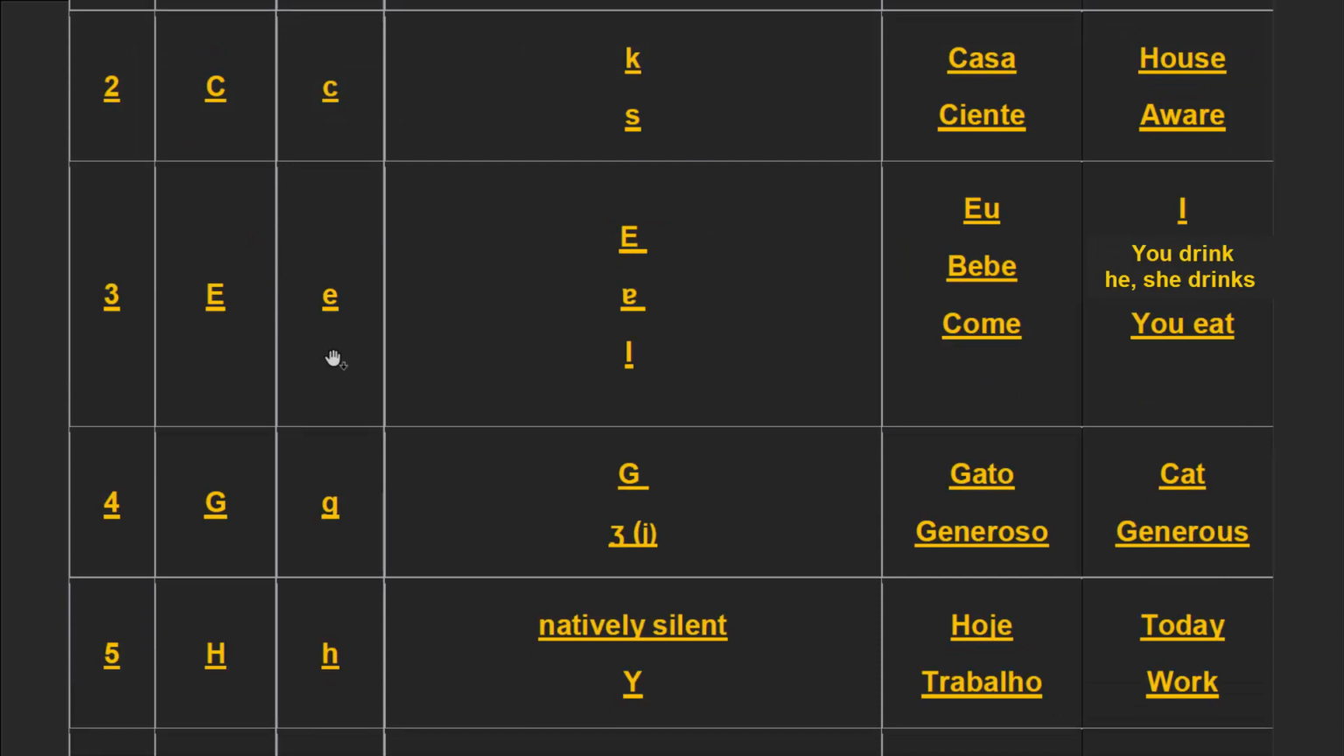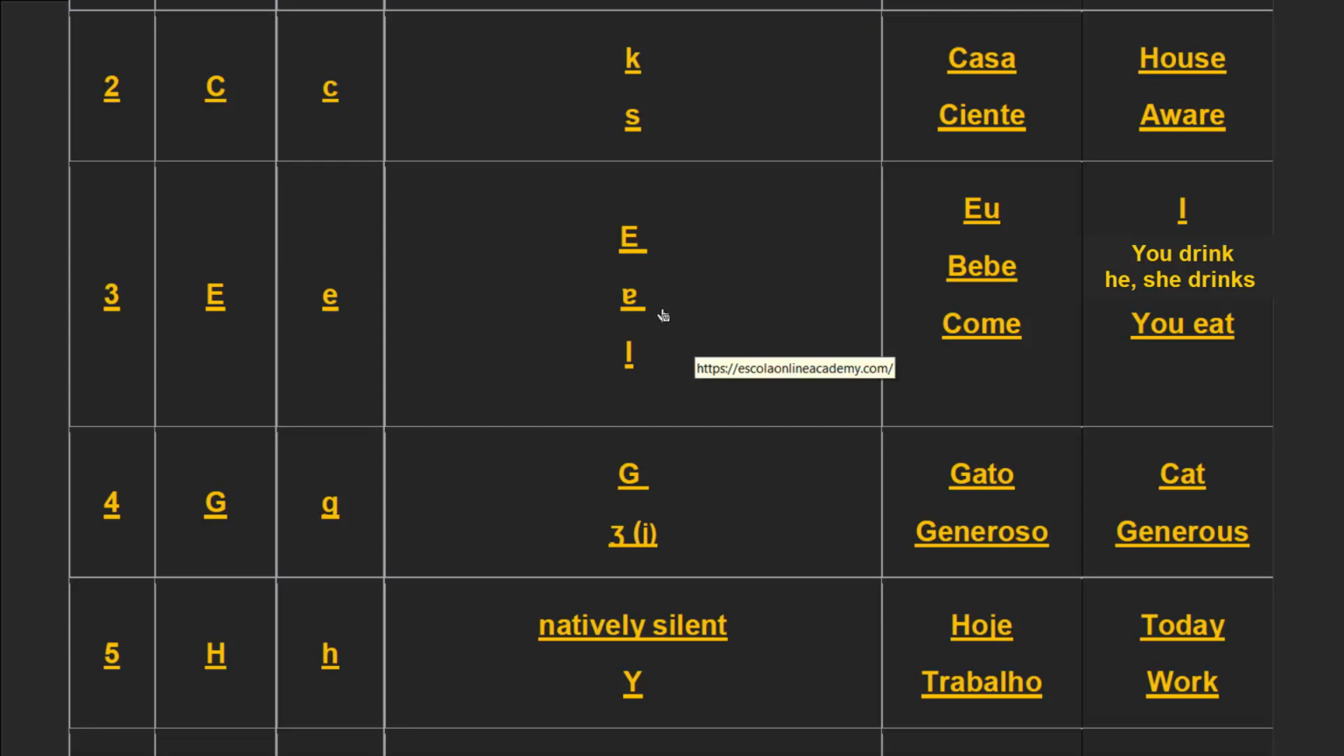The third letter is letter E. We have three pronunciations for this letter. We can pronounce it as E. The example that we have here is the word "I", which is in Portuguese eu.